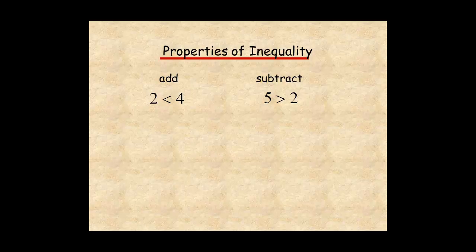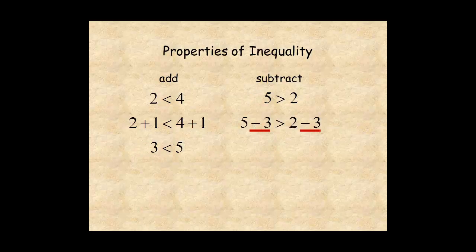For example, if you start with the true statement 2 is less than 4 and add 1 to both sides, you get 3 is less than 5, which is still true. On the right, if you start with the statement 5 is greater than 2 and subtract 3 from both sides, you get 2 is greater than negative 1, which is still true.